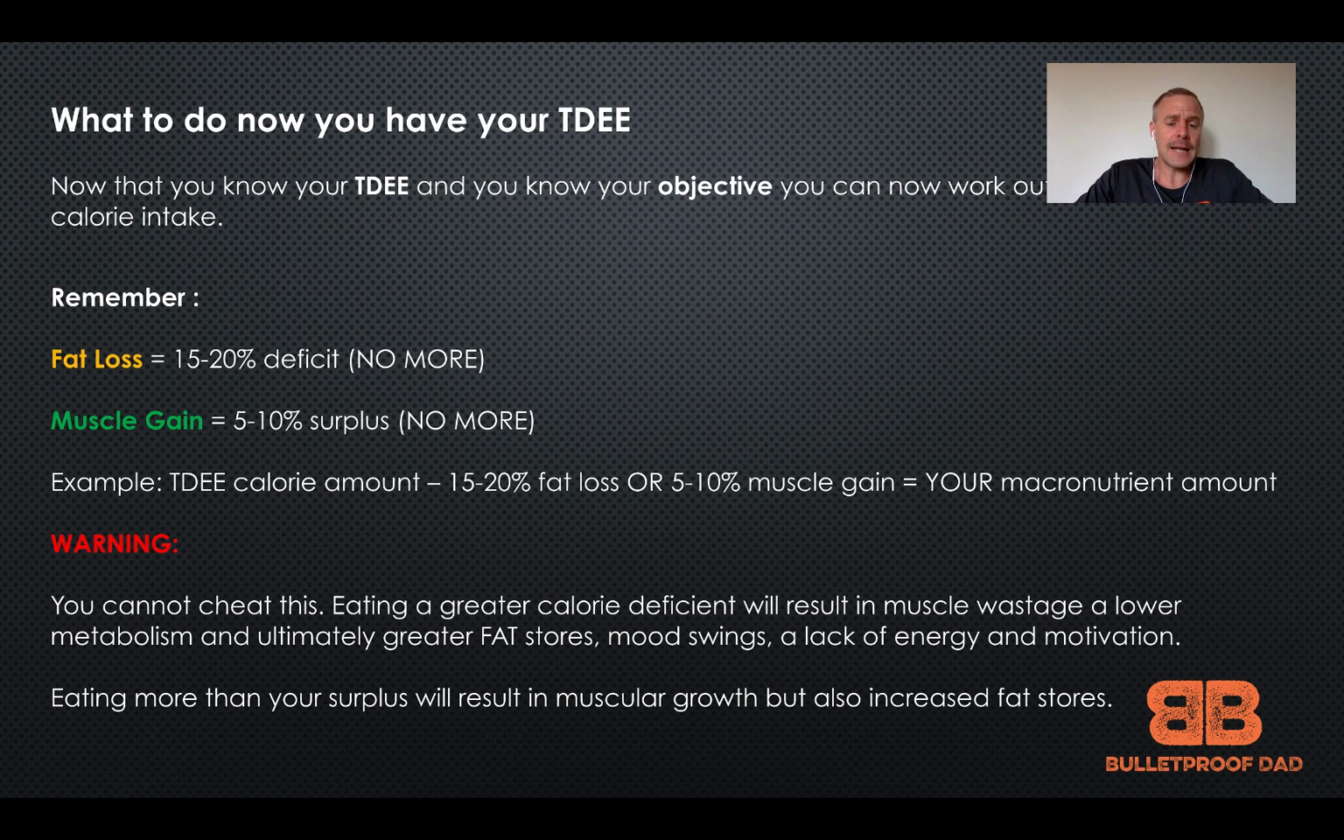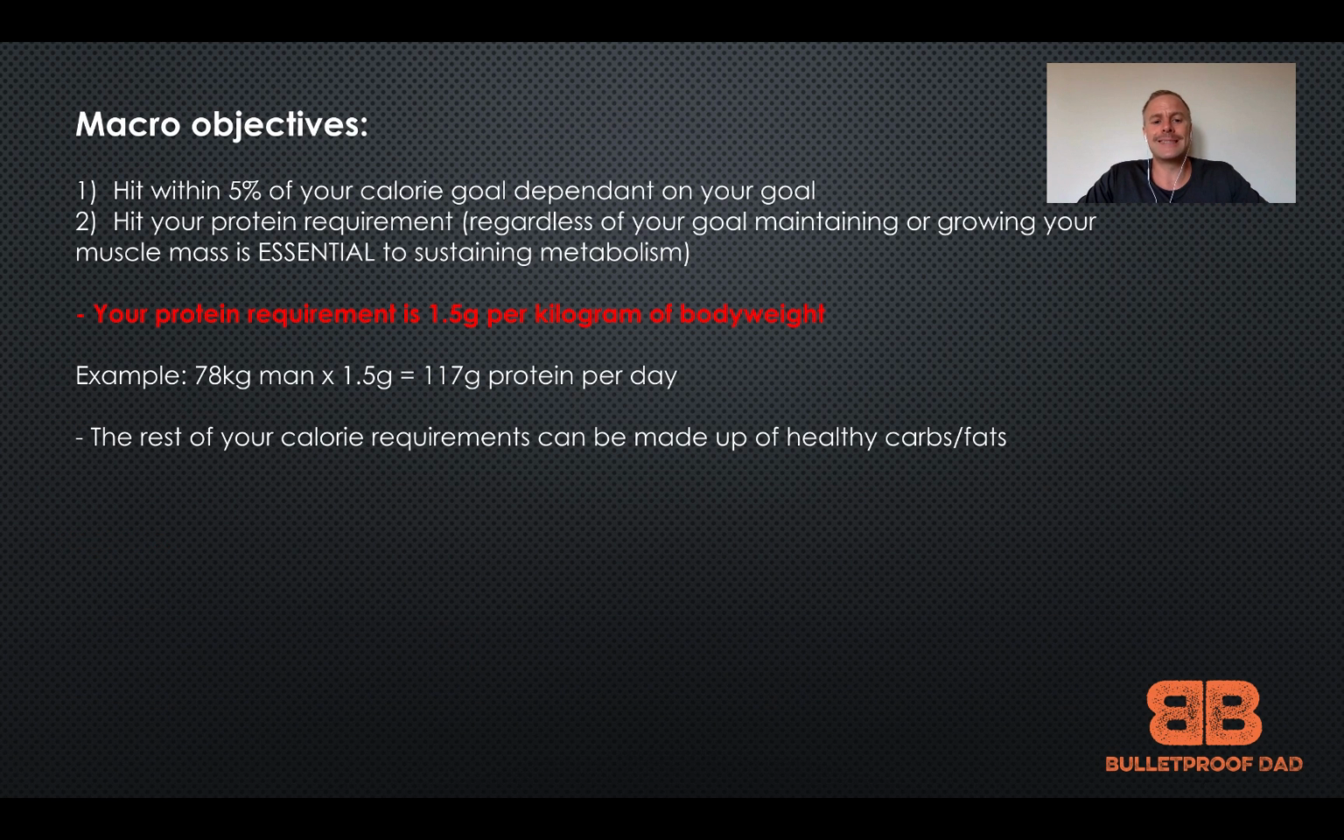Now, that's why it's important not to exceed this. Less is not better. More is not better. Accurate is best, okay? So make sure that we get this right, guys. So, macro objectives: hit within 5% of your calorie goal, dependent on what your goal is. Whether it's fat loss or muscle gain, make sure you hit within 5% of what that TDEE score is that you've put in there after you've taken the 10% off, because you can't add your fat percentages in.